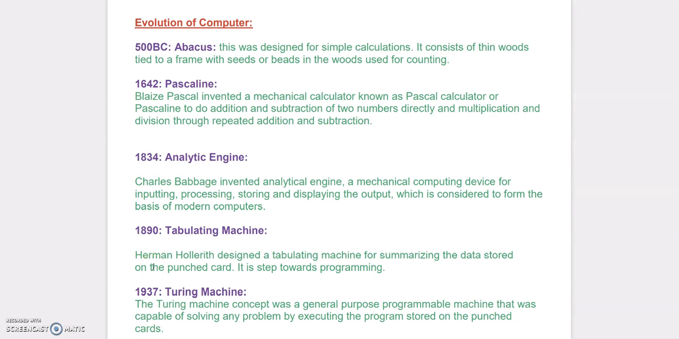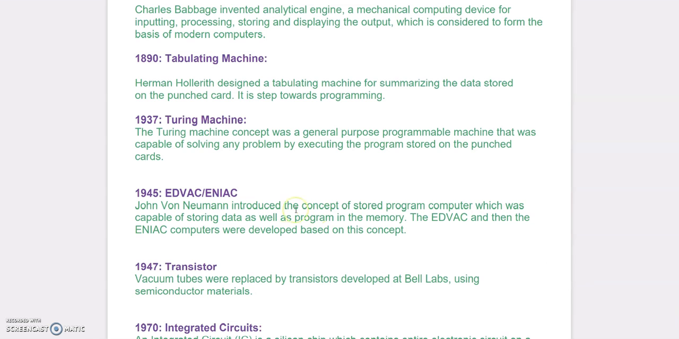In 1890, Hermann Hollerith designed a tabulating machine for summarizing the data stored on the punched card. It is a step towards programming. Now you see, we had an analytical engine. Now we have also entered computer programming. We make use of punch cards in it. Data was summarized on the punch card. I will show you how a punch card looks like.